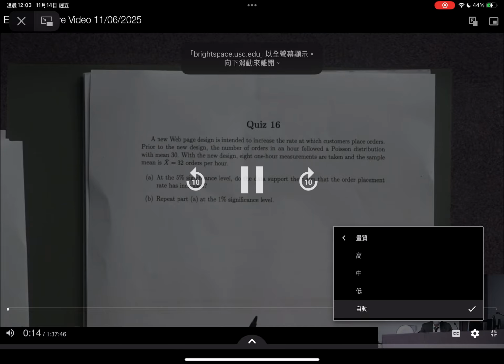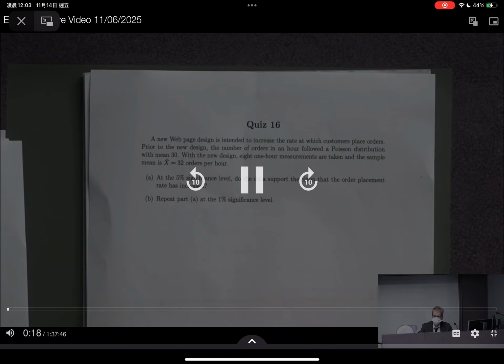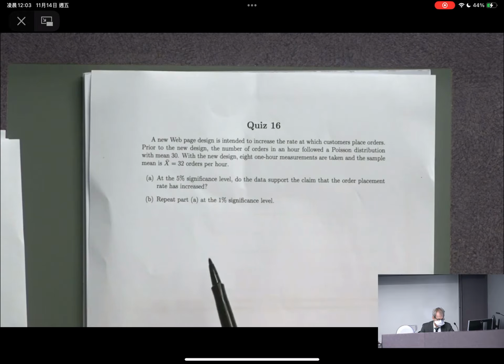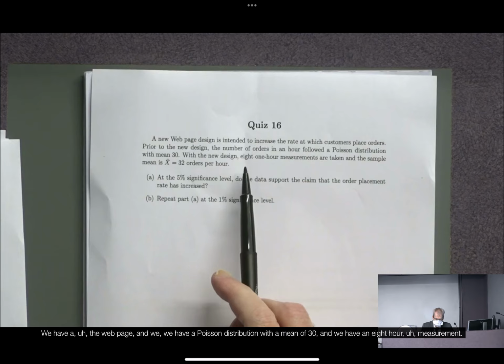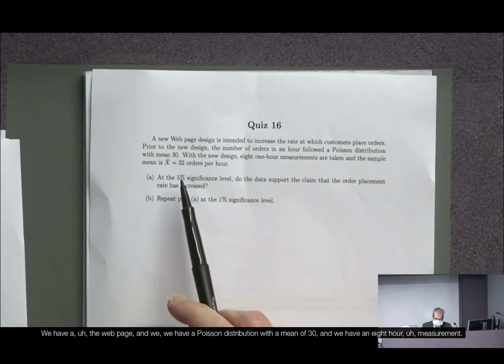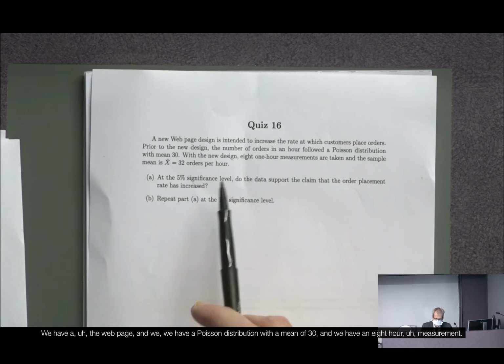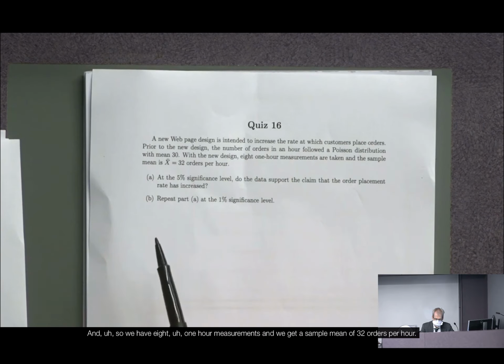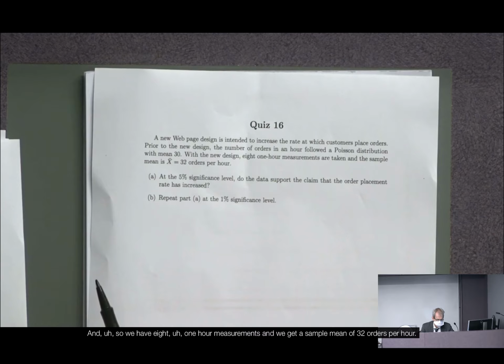And then I'm going to tell you why you actually shouldn't be doing it that way, and how the better way of doing it would be. So just the problem statement: we have the web page, and we have a Poisson distribution with a mean of 30, and we have 8 1-hour measurements, and we get a sample mean of 32 orders per hour.